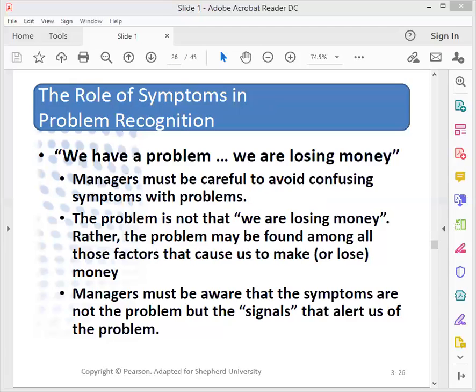So symptoms can be considered changes in the level of some key metric. Things like sales are falling, market share is down, customer satisfaction is down, product returns are up, complaint letters are up. So the role of a symptom is to alert management to a problem. And there's a gap between what should be happening and what is actually happening.